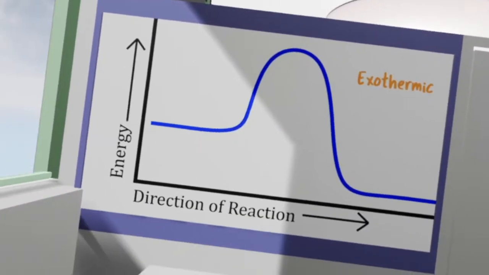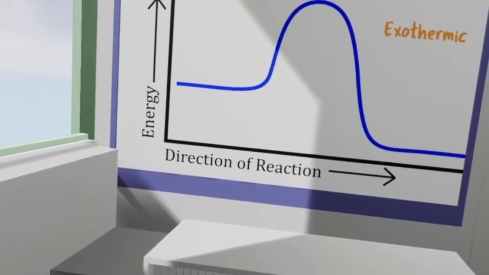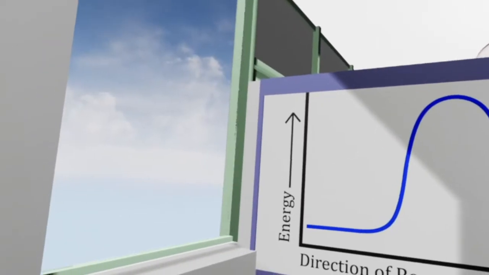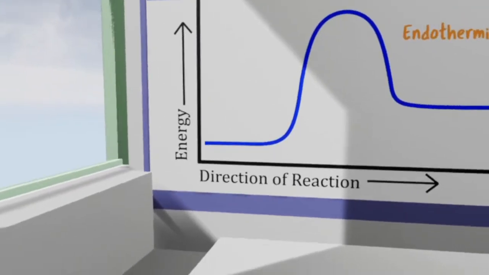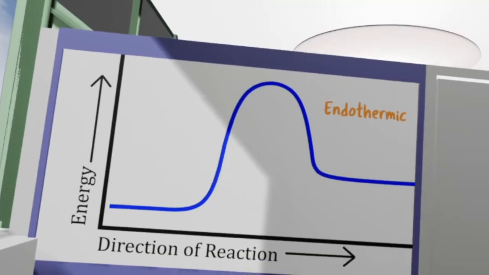This graph shows an exothermic reaction with its activation energy. The chemicals have less energy at the end than at the beginning. The rest of the energy goes into the surroundings. The bump in the middle is the activation energy. This graph shows an endothermic reaction. The chemicals have more energy at the end than at the beginning. Thus, it needs energy from the surroundings to form. Now let's go into the lab and do an experiment.